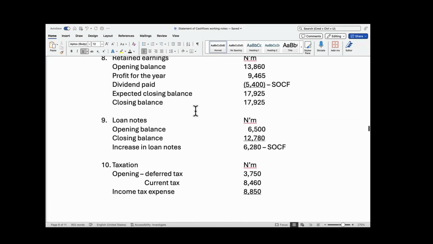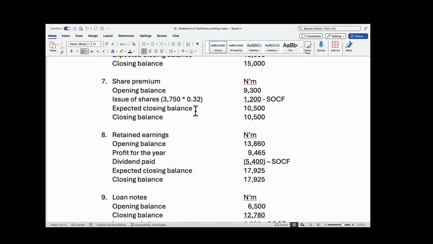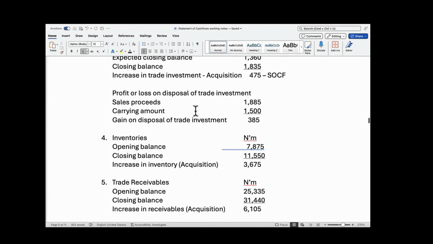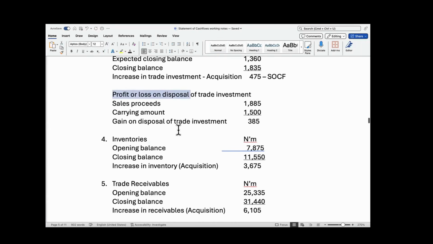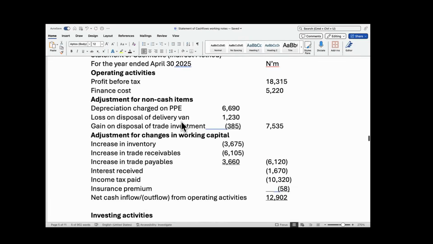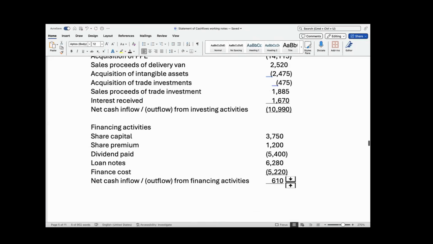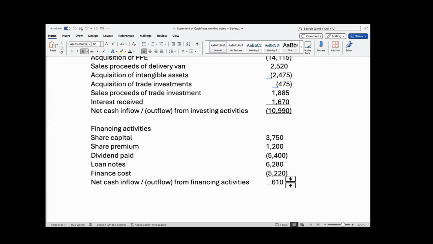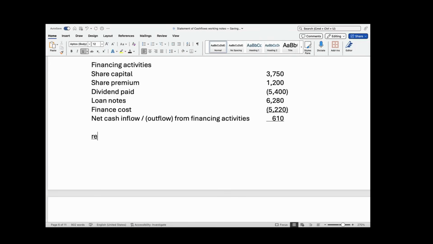And anytime they tell you there is a disposal, you have to do profit or loss on disposal, because it will constitute a non-cash item at the end of the day. And you find it easy if you practice more correction. So there's now a portion that you would then use to do a reconciliation of cash and cash equivalents.